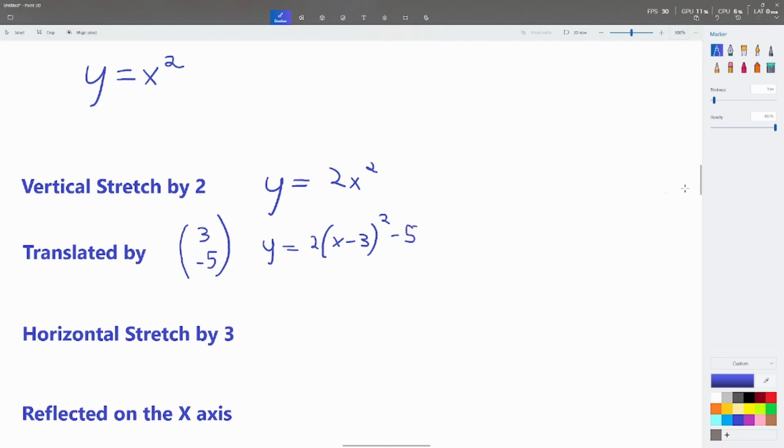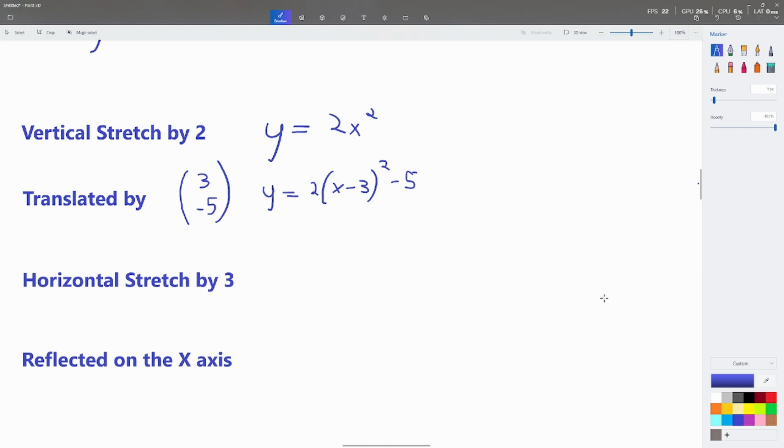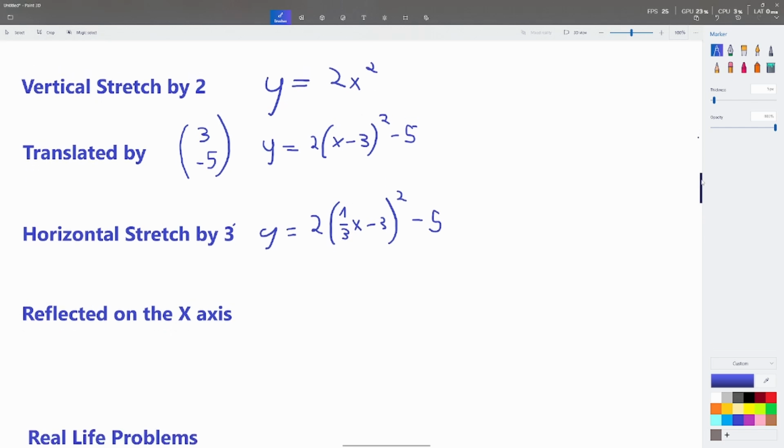So horizontal stretch is now something way different, as I talked before. Horizontal stretch goes straight next to your x. So your new function will be 2, then you will have 1/3 of your x minus 3, squared, minus 5.